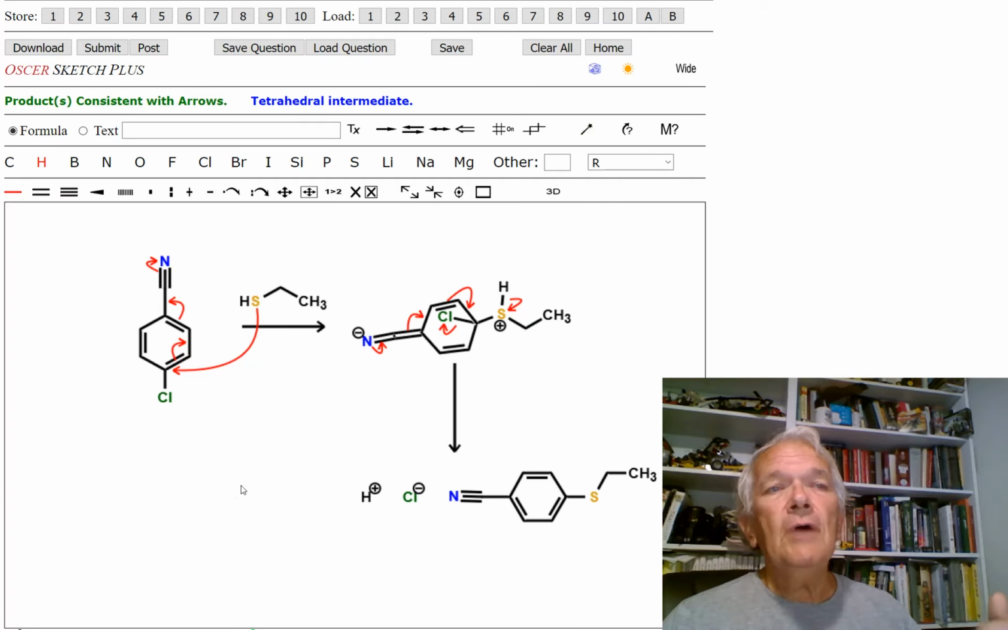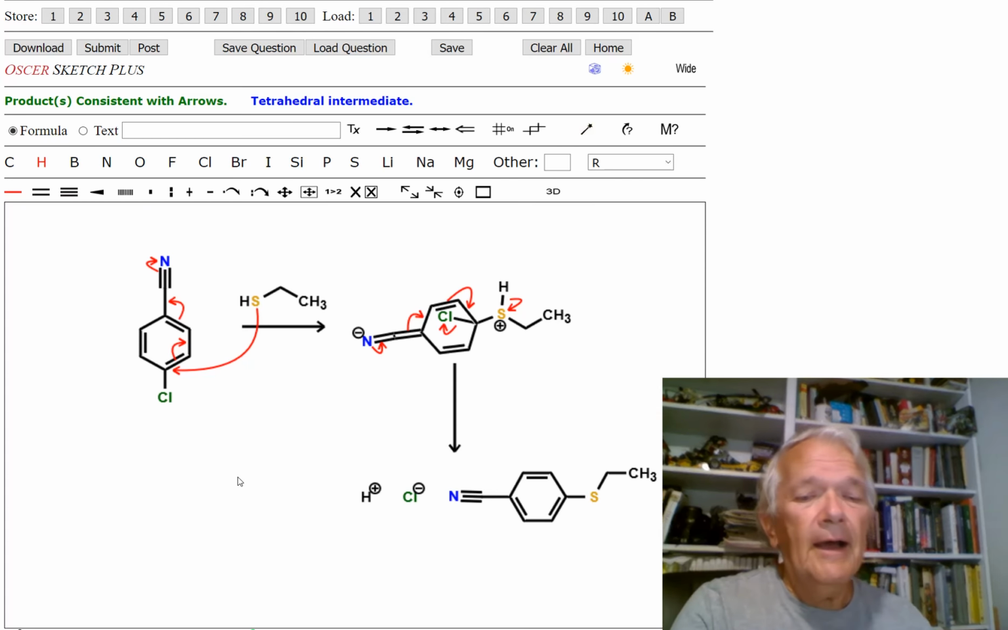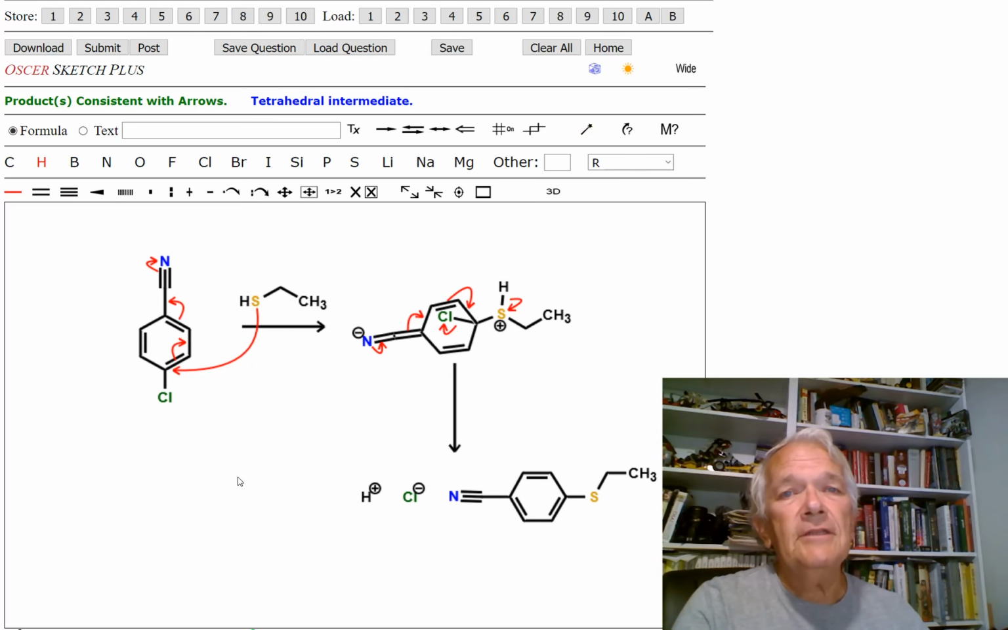So to do nucleophilic aromatic substitution, what you need is a good electron withdrawing group and a good leaving group, ortho or para to that electron withdrawing group. Then you can carry out the reaction. So it's a neat reaction if you can do it, but it's a little bit more specialized than the electrophilic aromatic substitution that we did first.